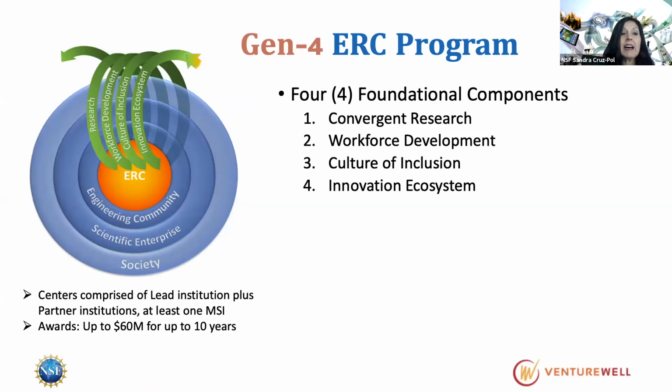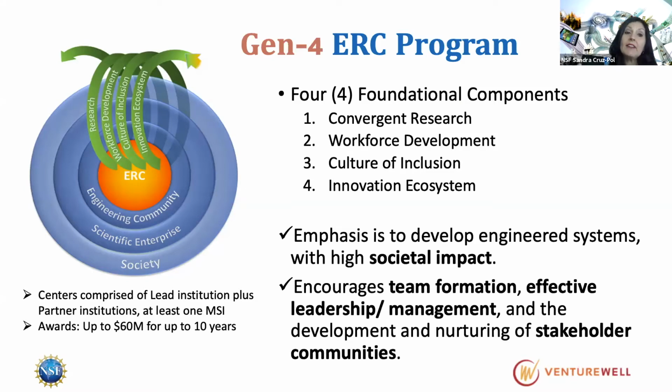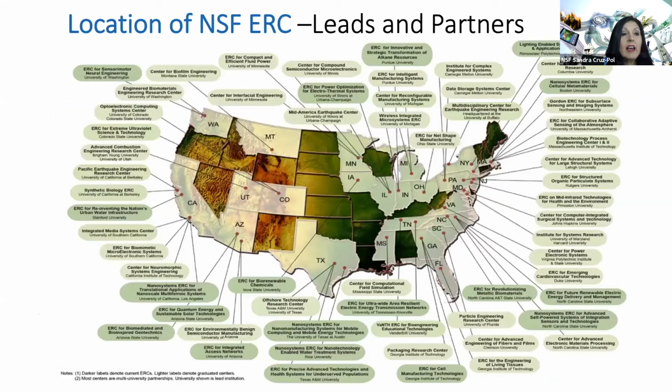The centers have a generation 4 now, which must have 4 foundational components listed here. For instance, the research has to be convergent, which means that the several disciplines work interdependently. There is also emphasis on engineering systems that have high societal impact, among several other requirements. As of today, more than 80% of our ERCs have been able to stay in their center after the 10-year period. This is a map of where the lead university of all of our ERC centers are located.